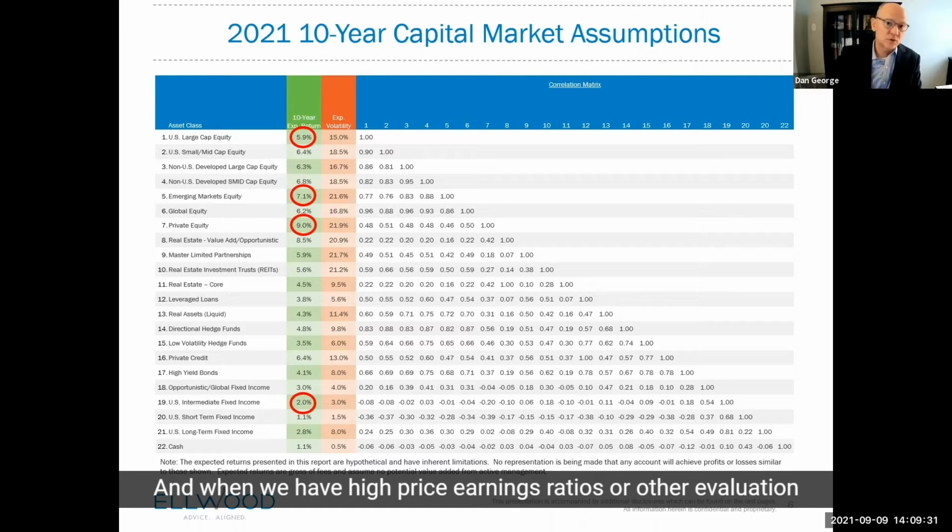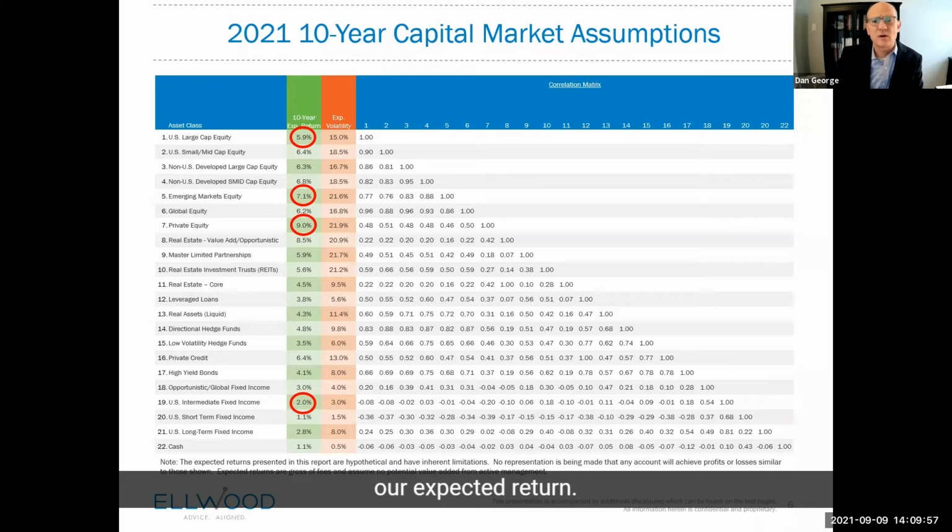And when we have high price to earnings ratios or other valuation metrics for one of these asset classes, we do build in over the next decade, which these capital market assumptions are expected to cover, the expectation that those valuations will come back down towards their long-term average. So if we're at a highly elevated valuation for large cap US equities, we're going to write down over the next decade our expected return, and that's why the 5.9% looks low for large cap US equities. Actually, all of the equity markets are considered fairly expensive right now based on their history, and they've all been written down pretty much in concert with the write down on large cap US equities.